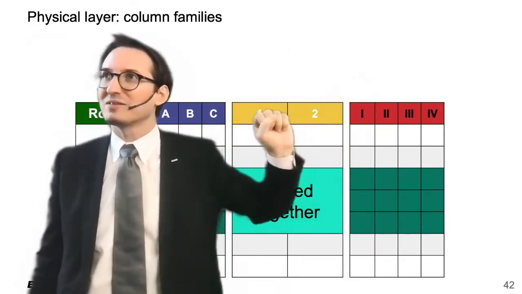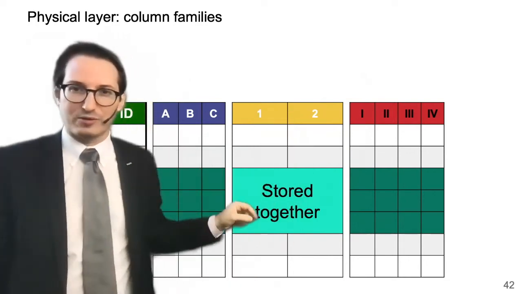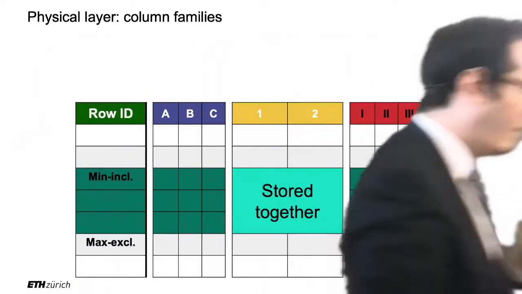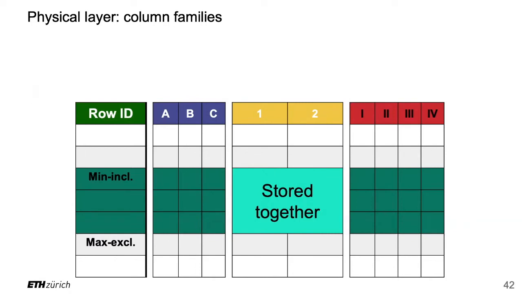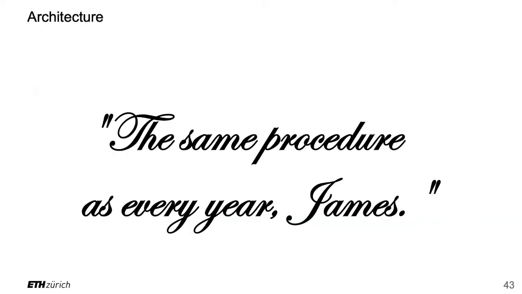Does that make sense? All right, so this is stored together. This is the first big takeaway message today. We store together the data that is both in the same region, interval of row IDs, and column family.